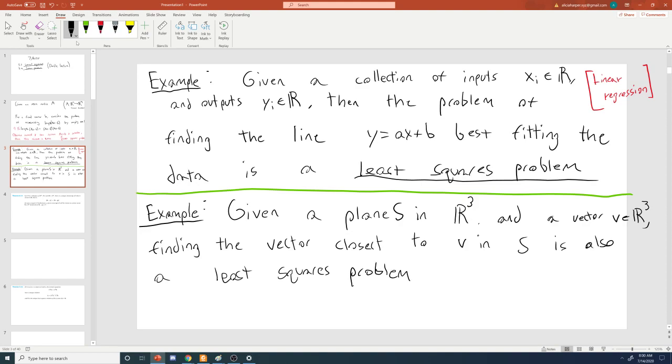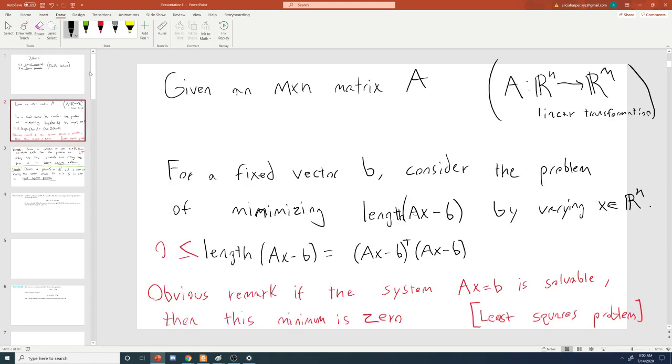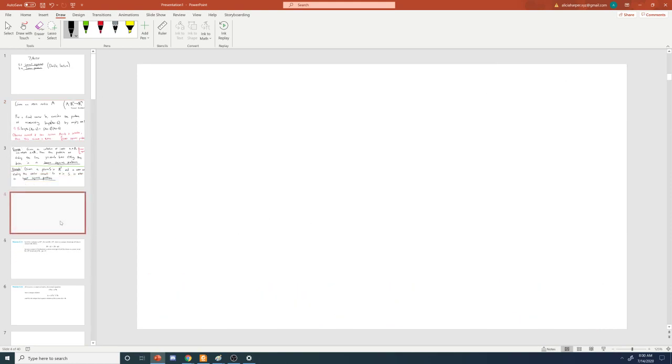Note that the first example is a problem of statistics, whereas the second is a problem of geometry. And yet somehow these are both examples of the same kind of problem that we've described here. We'll see why that is later today. But the general motivation is as follows.